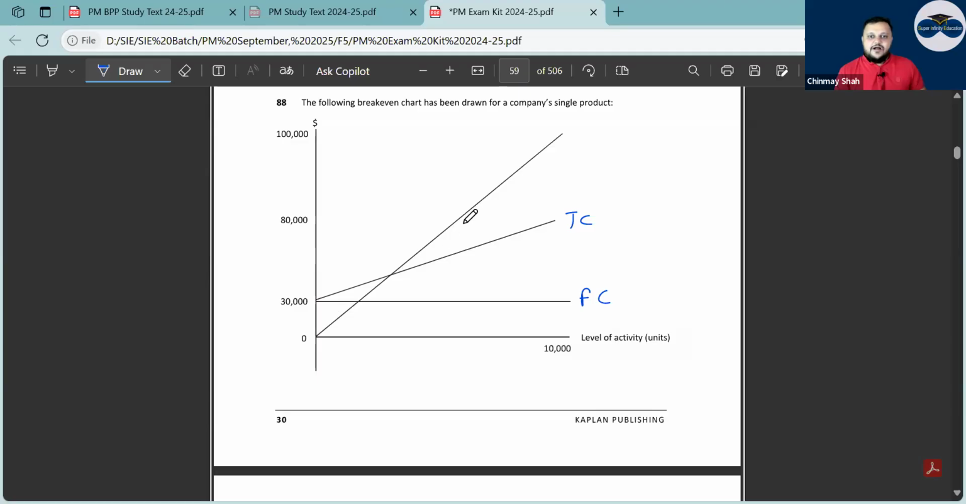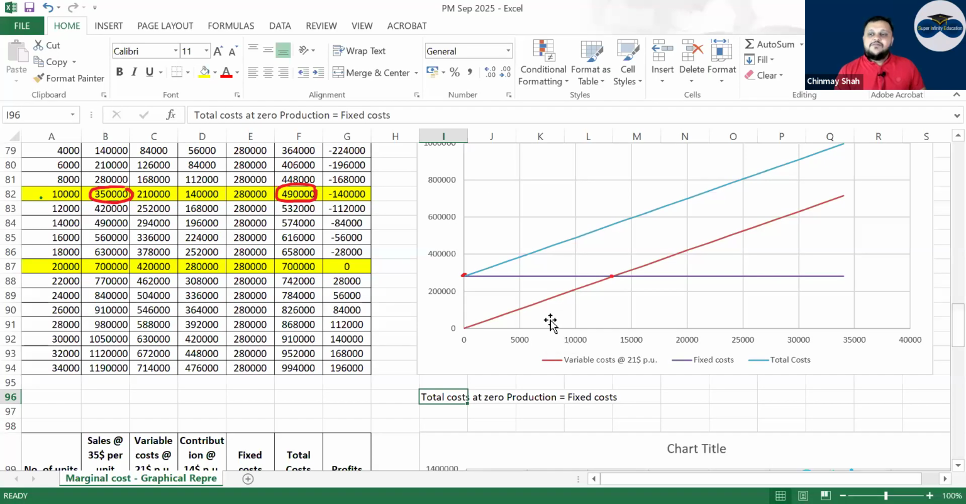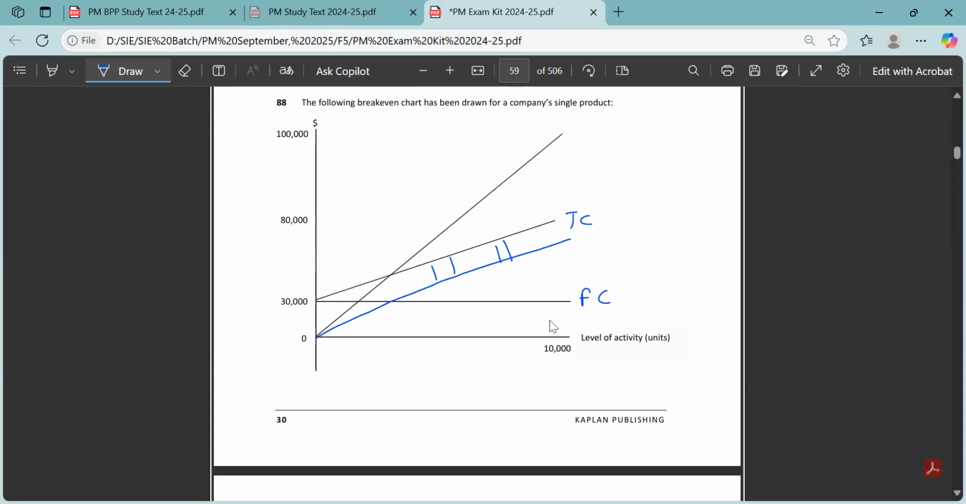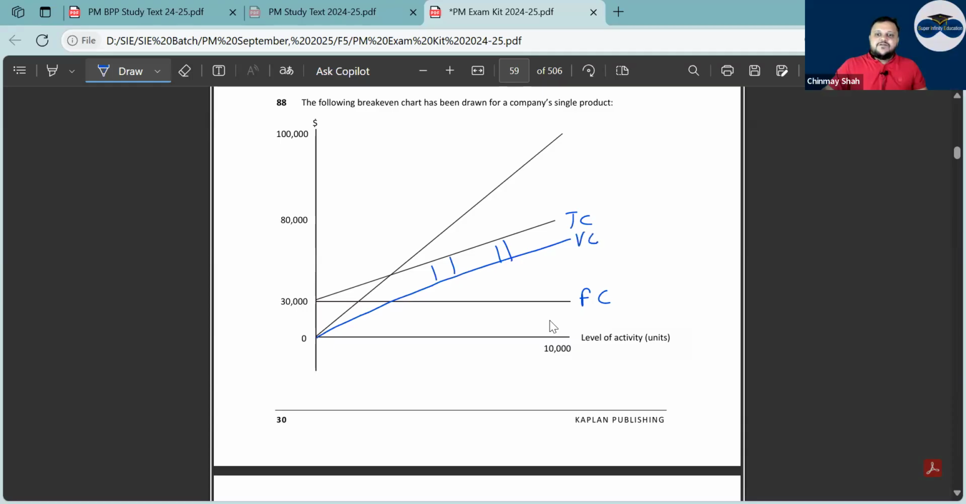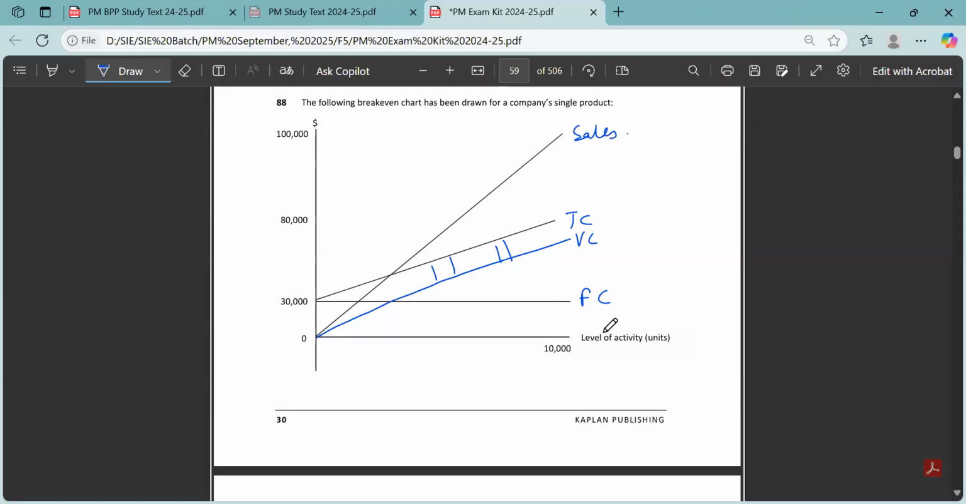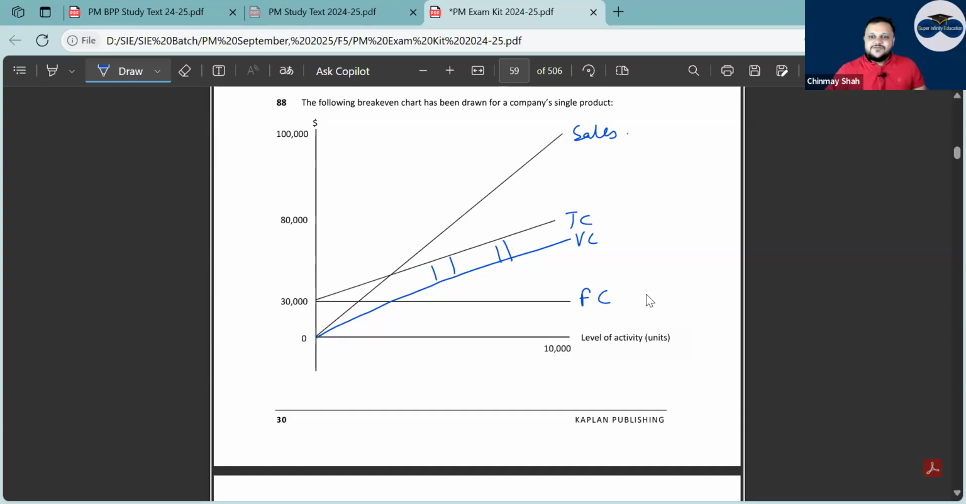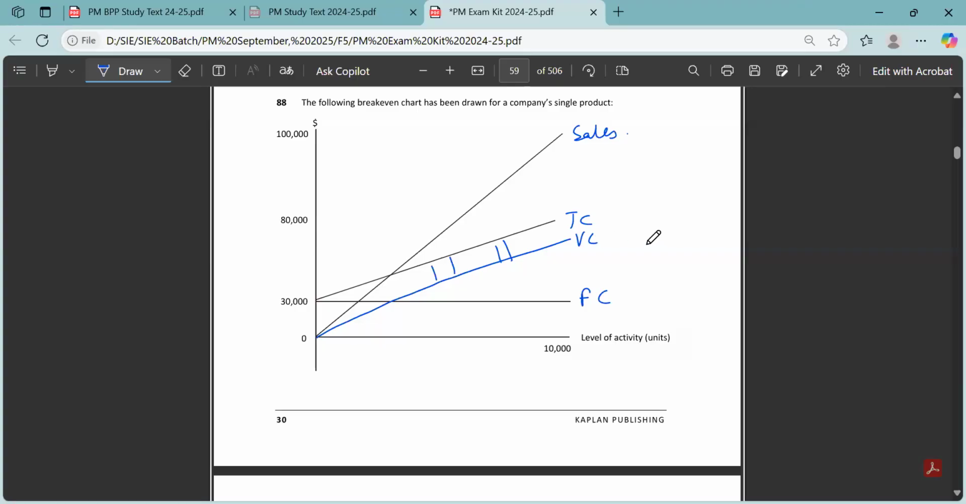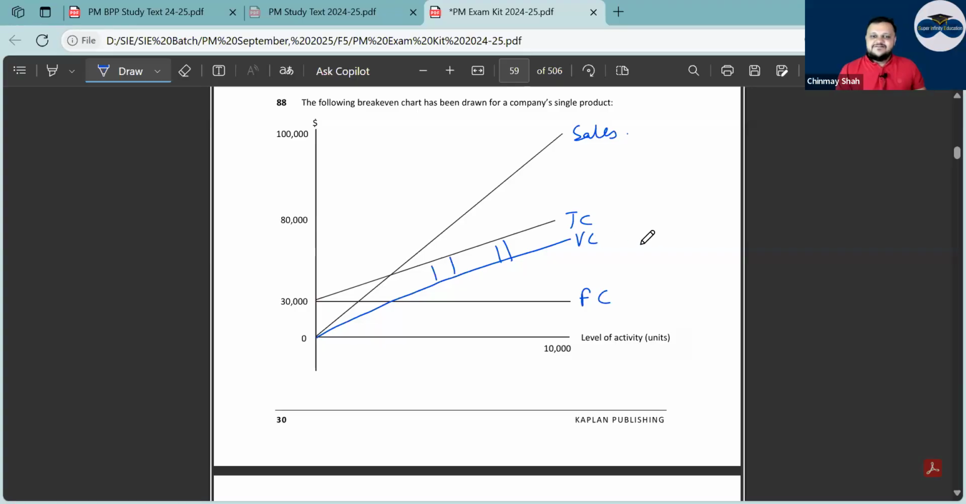Then this goes above with the level of activity increasing. It could be either variable cost or what? If it were variable cost, what would it be with respect to total cost? It would be parallel to total cost. This would have been variable cost. Then this is what? Sales line. Do you now understand the importance of all the things that I had done in these charts?